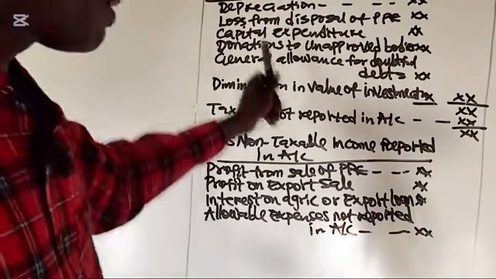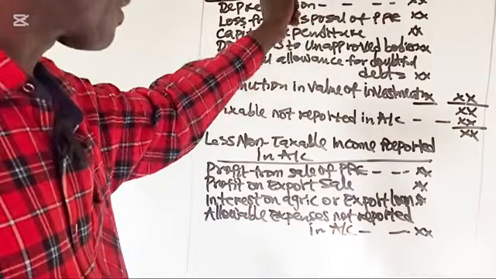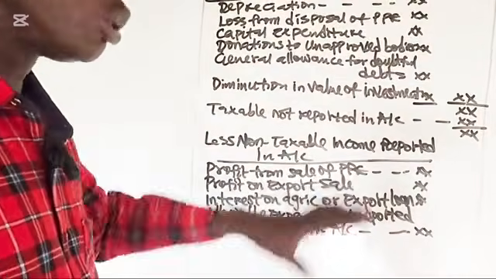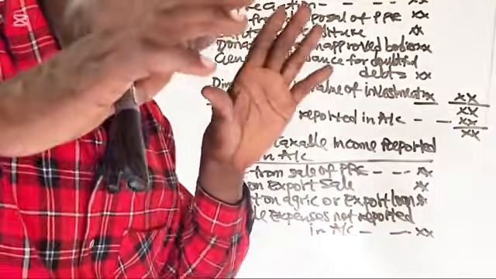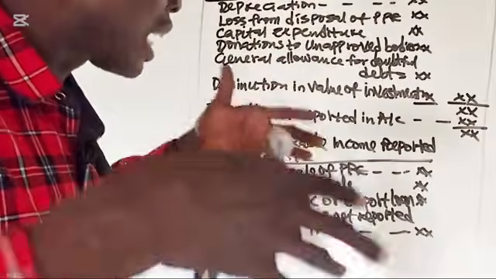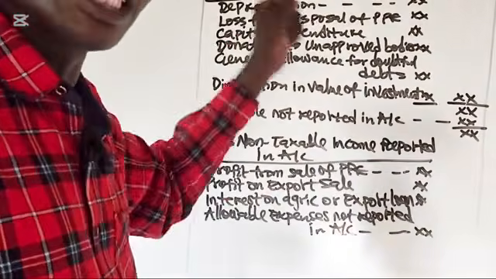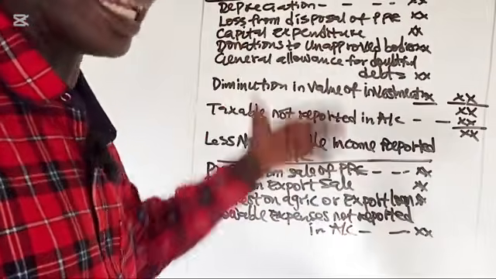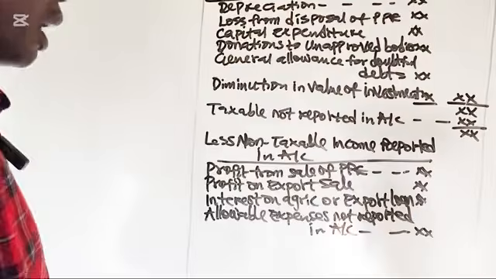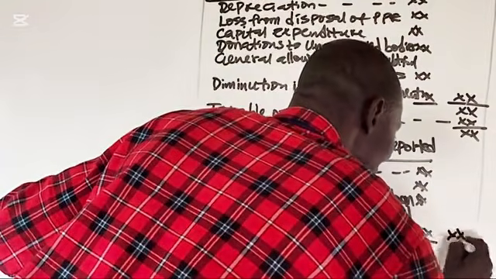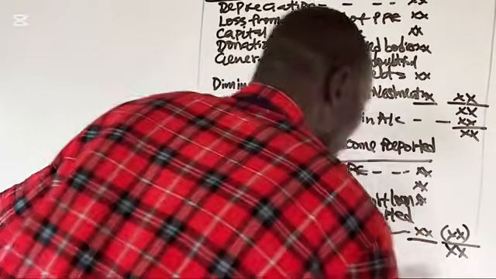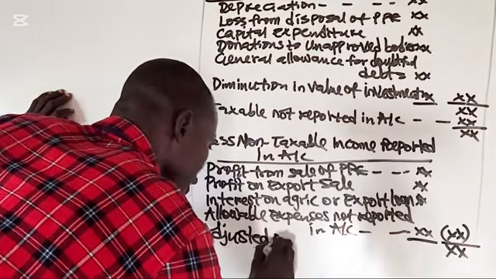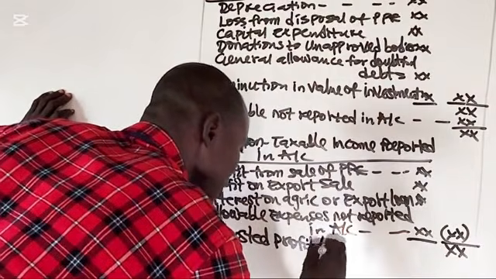It means if you have allowable expenses that have already been used in the statement of profit or loss, when using this method, you don't touch them at all. If expenses are allowable and they have been recorded in the statement of profit or loss, they will not be used in the computation of adjusted or total profit or assessable profit. Please bear this in mind. So after all these adjustments, you arrive at the adjusted profit or assessable profit.